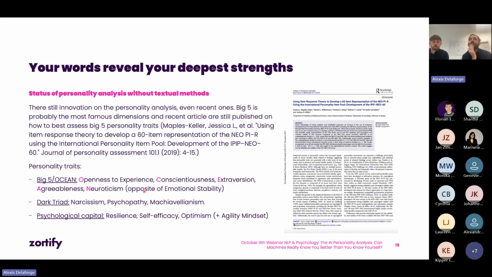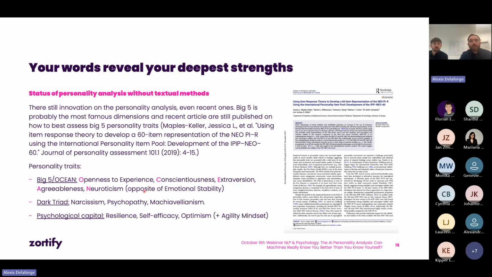Then optimism, it's quite easy to understand also. And agility mindset is a combination of multiple parts of those dimensions, because those dimensions also have facets, which are basically sub-dimensions. So it's our own in-house construct that we have. It's not the goal of the webinar to describe all of the dimensions in depth, but voila.